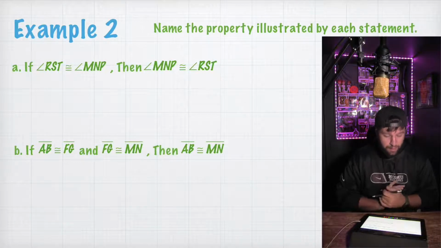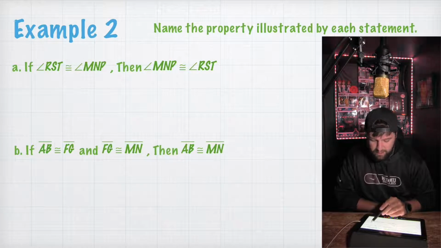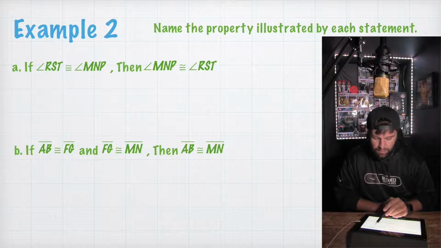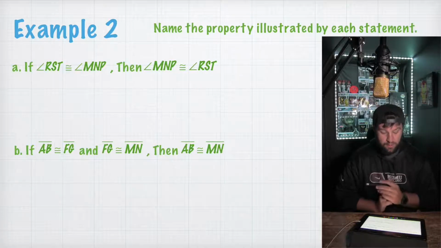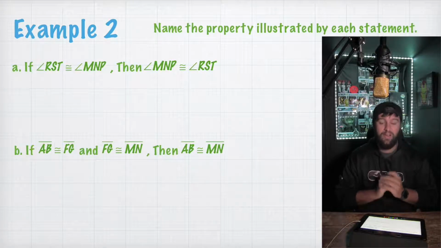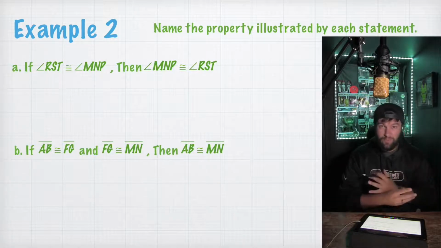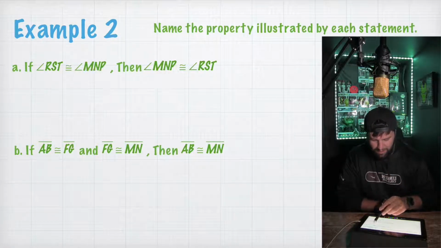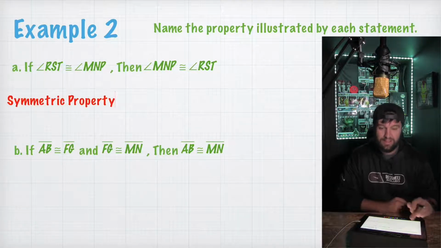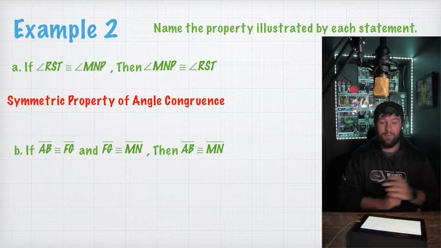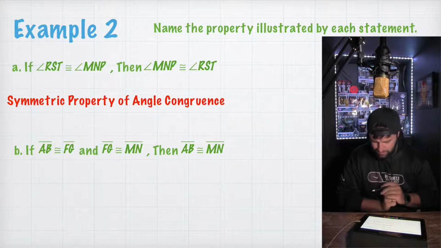So name the property illustrated by each statement. If angle RST is congruent to angle MNP, then angle MNP is congruent to angle RST. What happened there? It looks like we just flopped them around, right? Where MNP is now first and RST is now last, which means that would be the symmetric property of angle congruence.